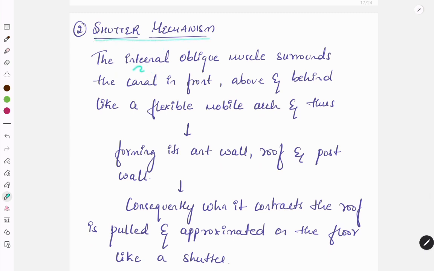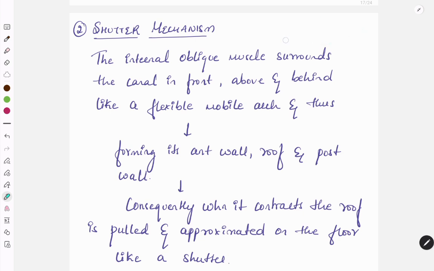In this, what happens? See, the internal oblique muscle surrounds the canal in the front, above and behind like a flexible mobile arc. The only muscle that is present in the inguinal canal in the anterior part, in the posterior part, as well as its arched fiber, is your internal oblique muscle. Transverse abdominis, though, is not a part. External oblique is present in the whole length, and fascia transversalis is present in the whole length posteriorly. So internal oblique is the only muscle that is present first anteriorly, then it arches like this, and then it is present posteriorly. So that is what they're saying.